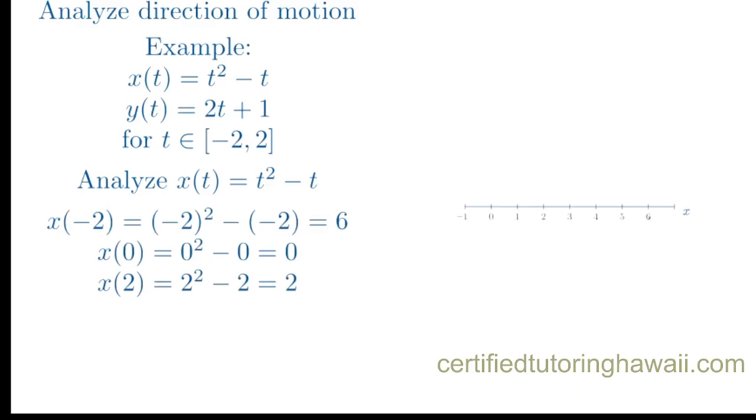Let's animate this on a number line. As t goes from minus 2 to 0, x goes from 6 to 0. Since the x value is decreasing, the particle is moving to the left during this time interval. Notice the arrow pointing left. Next, as t goes from 0 to 2, x goes from 0 to 2. Since the x value is increasing, the particle is moving to the right. See how the arrow now points right?